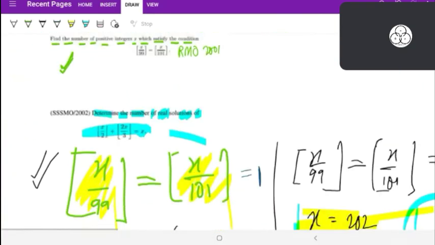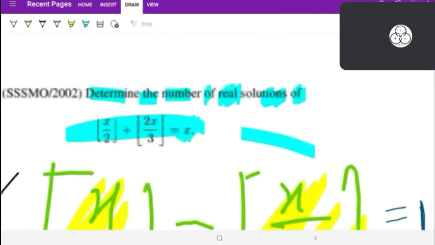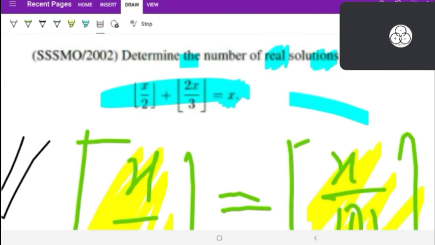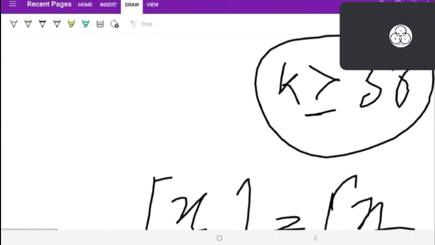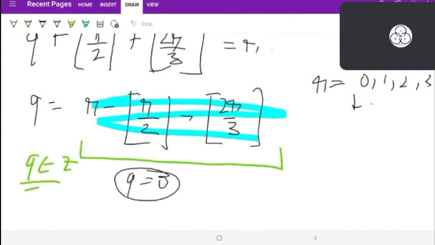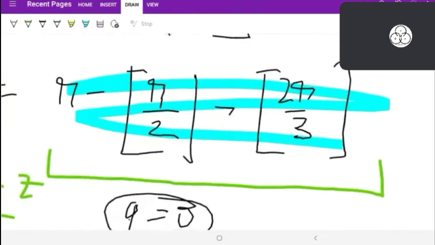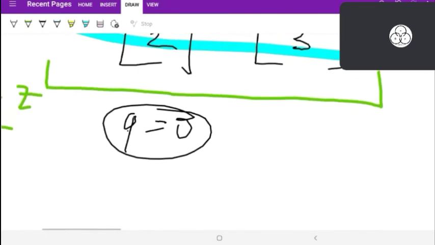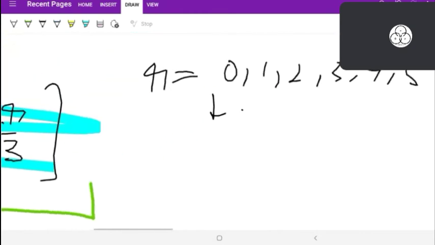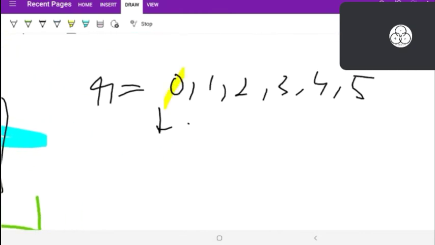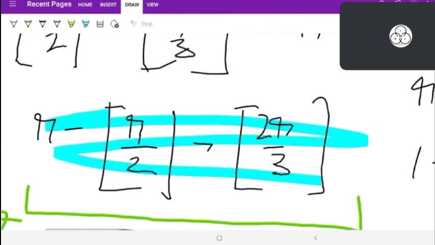Determine the number of real solutions. So they said number of real solutions, right? Anything that belongs to integer will satisfy this. There is only one criterion in this question, that q belongs to integer, so this part also needs to belong to integer. q equals 0 is satisfying for r equals 0. Now let's check r equals 1. For r equals 1 we will have 1 minus 0 minus 0 equals 1. For r equals 1 it is also satisfying.